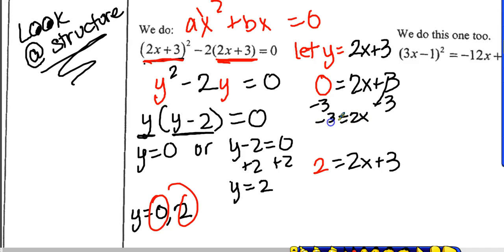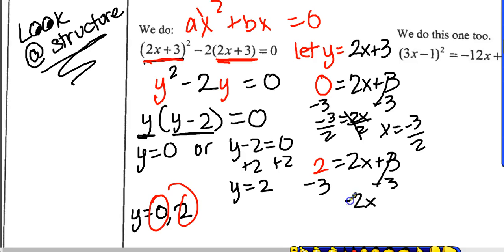2x equals negative 3. Divide by 2. We're going to get x equals negative 3/2, because that's what we're supposed to find, x. We could do it again. Subtract 3. We get 2x equals negative 1. Divide by 2. And we get x equals negative 1/2.